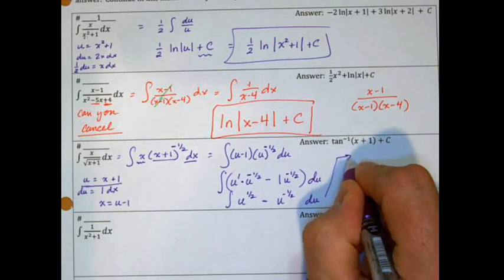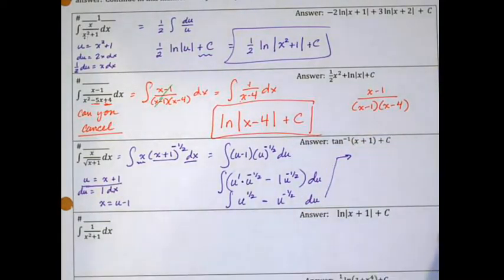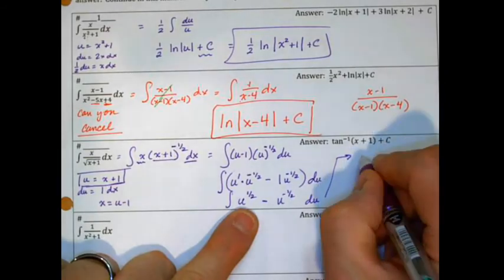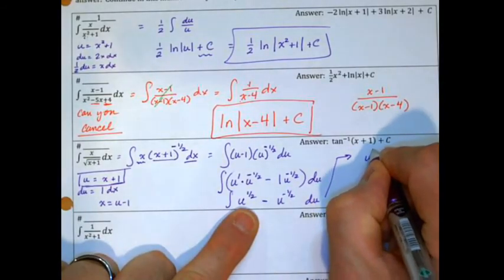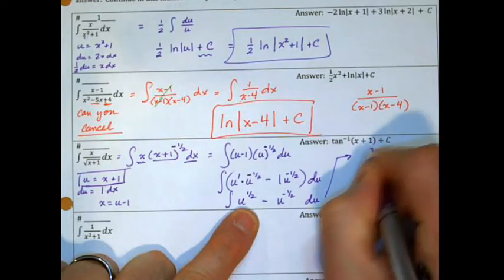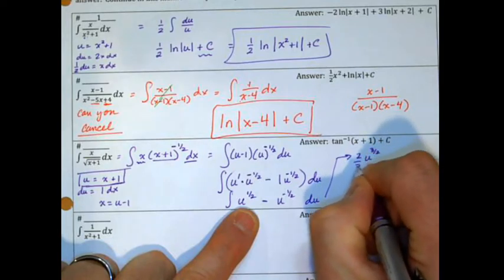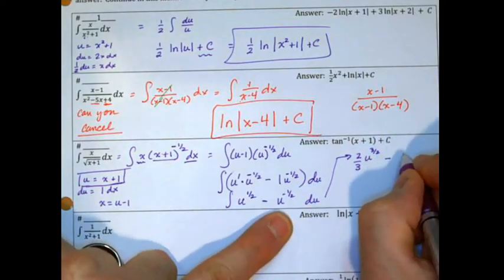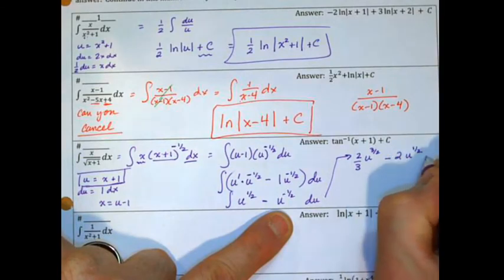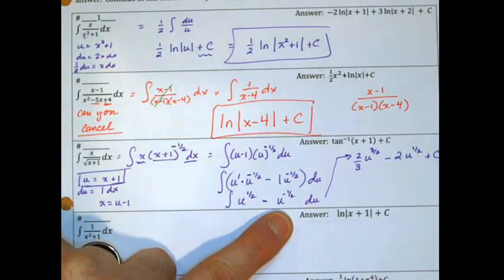I'm going to now integrate each by separate parts. And then eventually what I'll do is I'll replace this x plus 1 back in. So raise the power, add 1, so that's going to be 3/2. Divide by 3/2, which is 2/3. Minus, power, add 1 is going to be u to the 1/2. Divide by 1/2 is multiplying by 2. And add c.